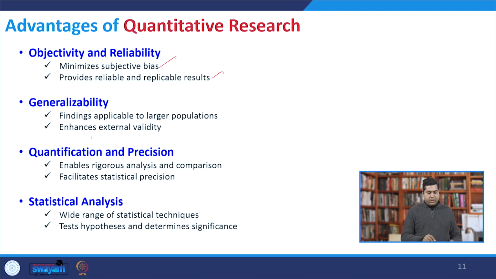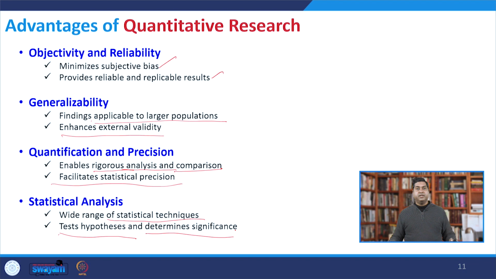Now we also talked about generalizability. In this case, findings are applicable to a larger population as well, which enhances the external validity. Then quantification and precision: this enables rigorous analysis and comparison. It facilitates statistical precision, and a wide range of statistical techniques is available to perform such kind of quantitative data analysis. It also helps to test the hypothesis and determine its significance.